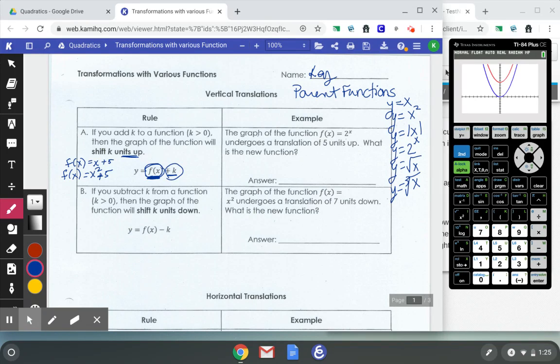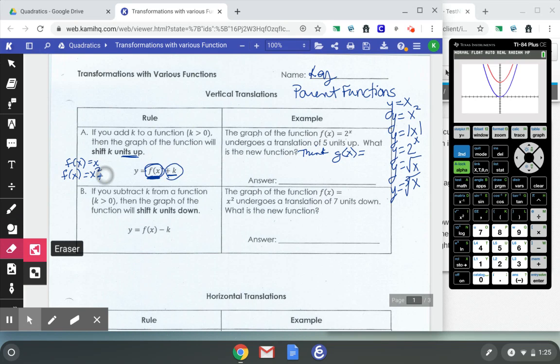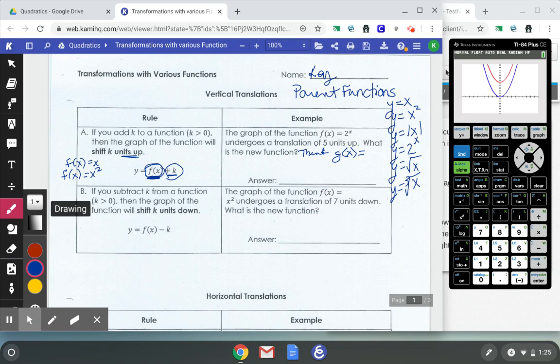So what the rule is saying is that if you have a function, whatever your function may be, we're going to call this new function g of x equals that parent function, f of x, regardless of what it would be. If I add 5 units to it, I'm shifting it up 5 units.